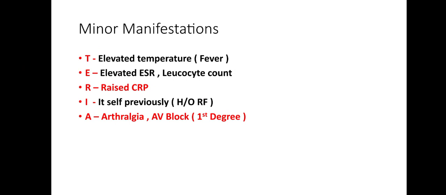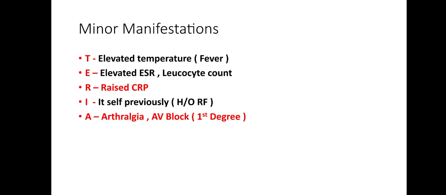The minor manifestations can be remembered with the mnemonic TERIA. In criteria, we remove the "cry" and the "teria" is used for remembering the minor manifestations of the Jones criteria. The T represents elevated temperature, which is the fever, and E represents elevated ESR and elevated leukocyte count. R represents raised CRP. I represents previous history of rheumatic fever, and A represents arthralgia.